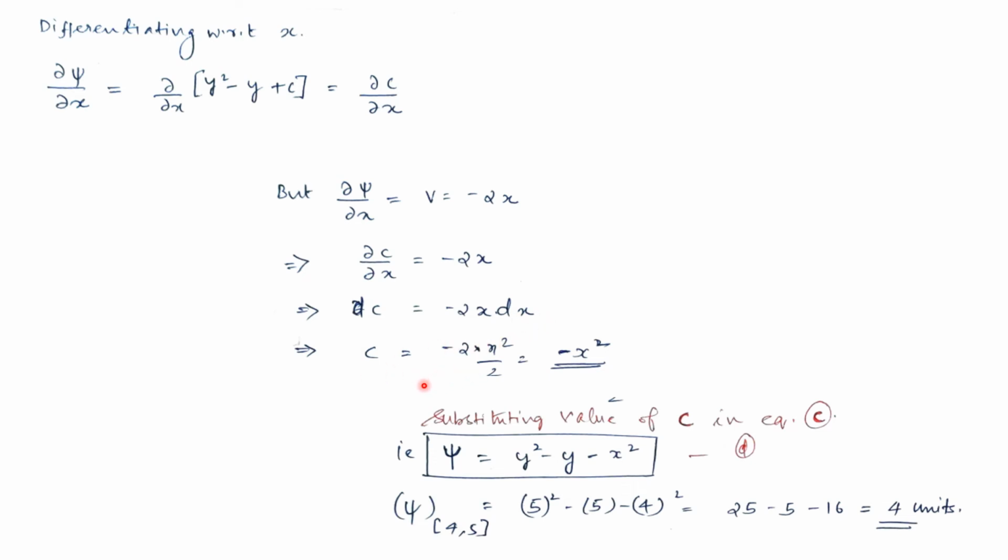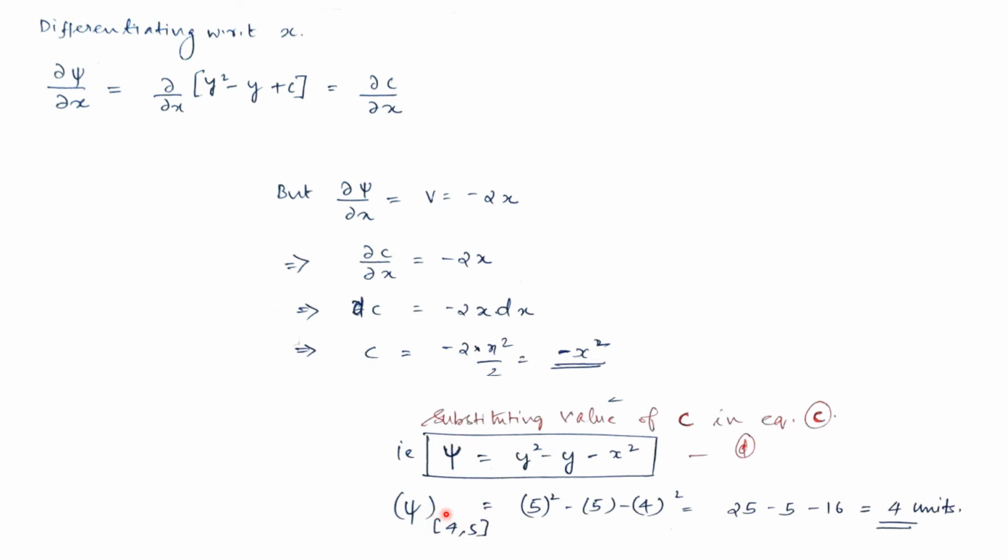So c would be minus, integrating x gives x squared by 2. So you'll get it as minus x squared. Substituting the value of c in the equation, psi would be y squared minus y minus x squared. So you got the value of c and you got the value of the stream function.